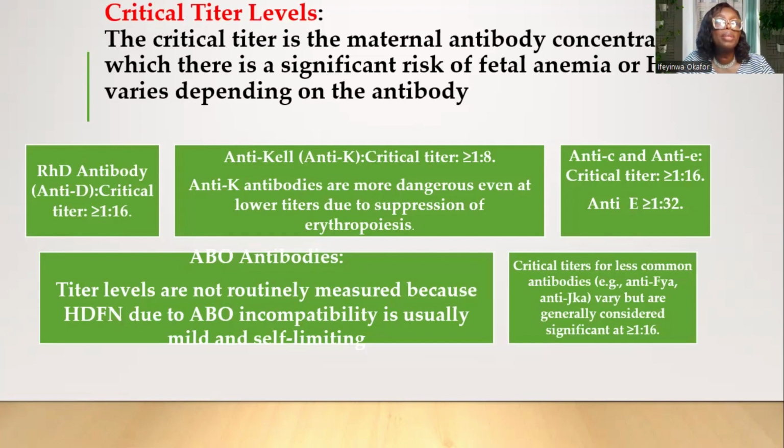Now, for ABO antibody, the titer levels are not routinely measured because hemolytic disease of the fetus and the newborn as a result of ABO incompatibility is usually mild and self-limiting. I've tried to explain this before. Then the critical titer for less common antibodies like anti-Duffy, anti-Jka, and anti-Kidd varies, but is generally considered significant at 16.